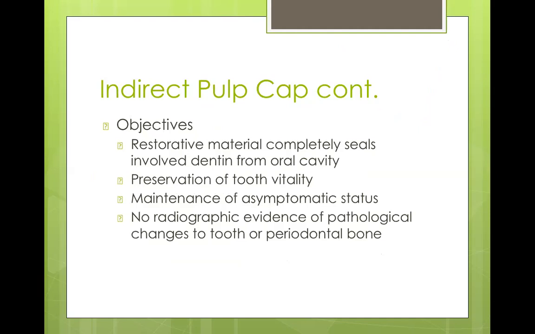So when you do an indirect pulp cap, you want your restorative material to completely seal the involved dentin from the oral cavity, because the dentin has tubules. If you have a poorly sealing restorative material, then there is a likelihood of the oral content seeping through, irritating that pulp, and that may cause your indirect pulp cap to fail. You want to preserve tooth vitality, you want to maintain asymptomatic status, and like we said, there should be no evidence of pathologic changes to the tooth or the periodontal bone.